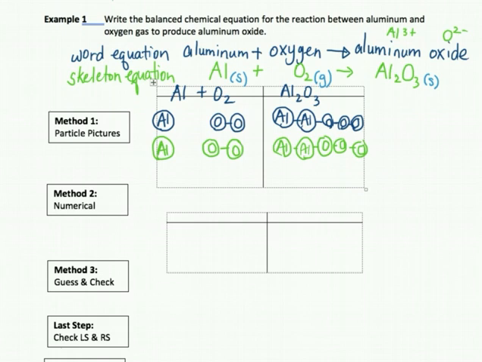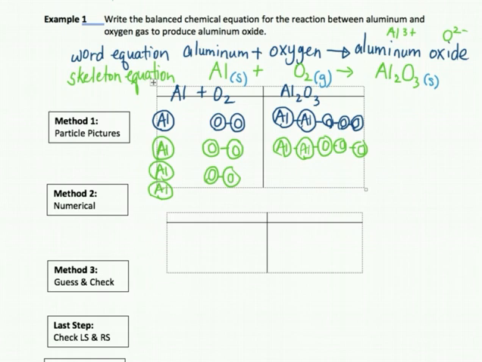Now I'm going to recount again. I have 4 oxygens here and 6 there now, so I have an issue. Plus the aluminums are not balanced anymore either. Now I have 4 here, so I need to add a couple more aluminums here. Now I have 4 and 4. I have 6 oxygens here, so I need to add another 2 oxygens here, because now I have 6.